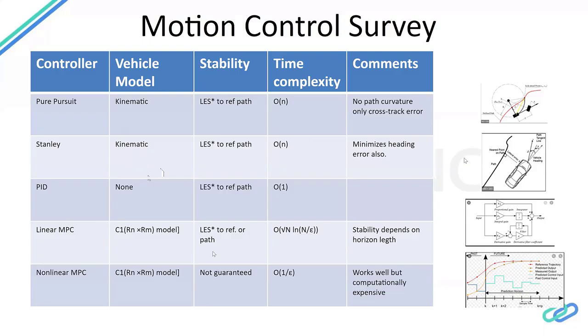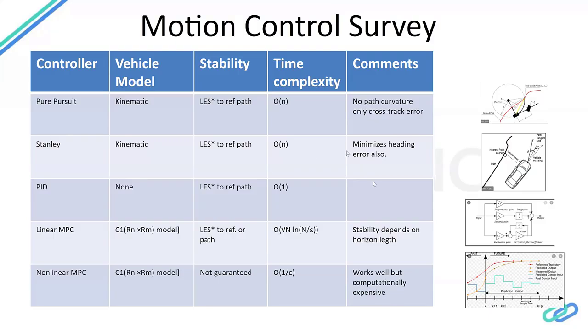Use kinematics model only. So pure pursuit is basically trying to just pick a point in your target trajectory that you got from your motion planner and tries to reach that.